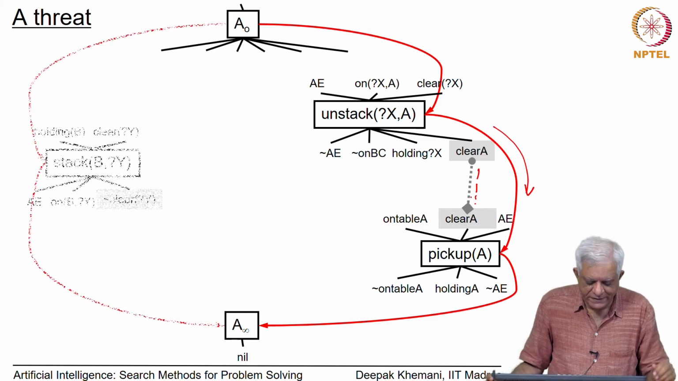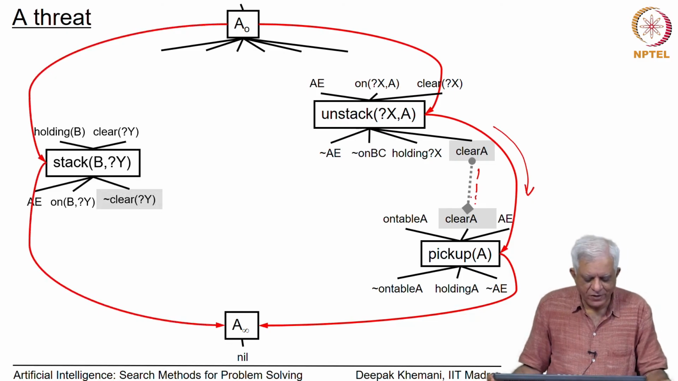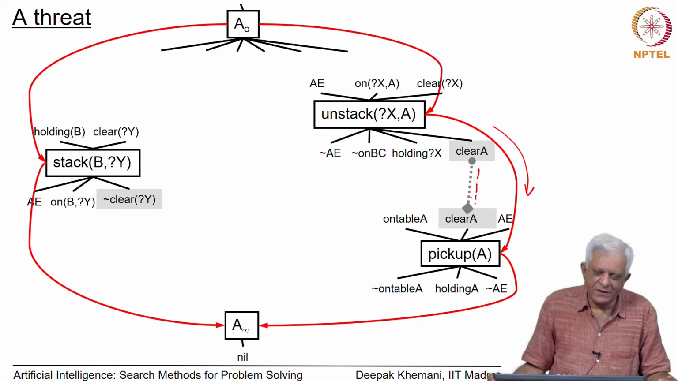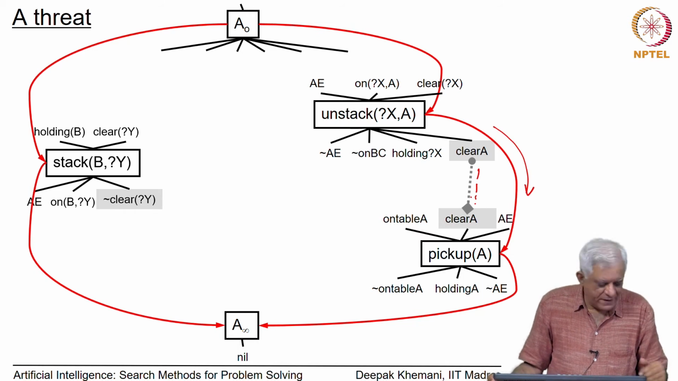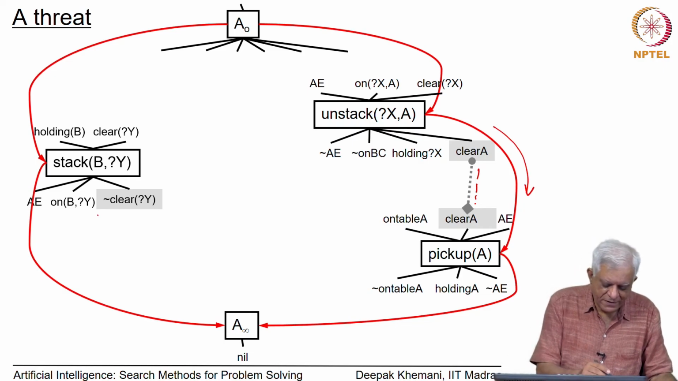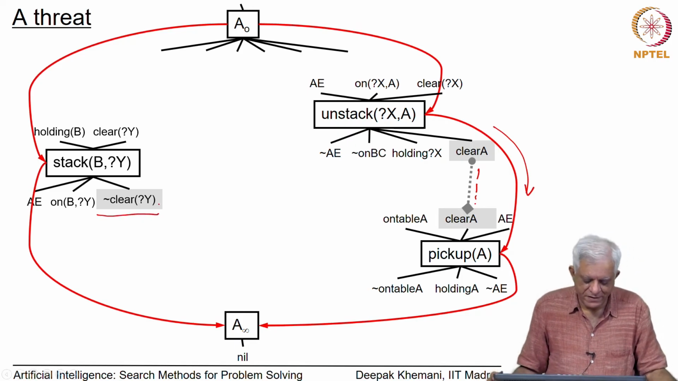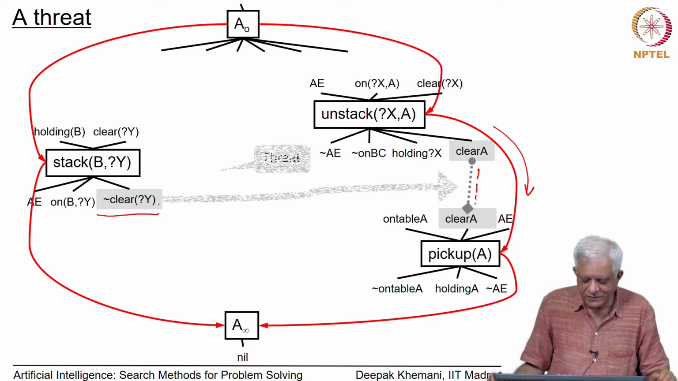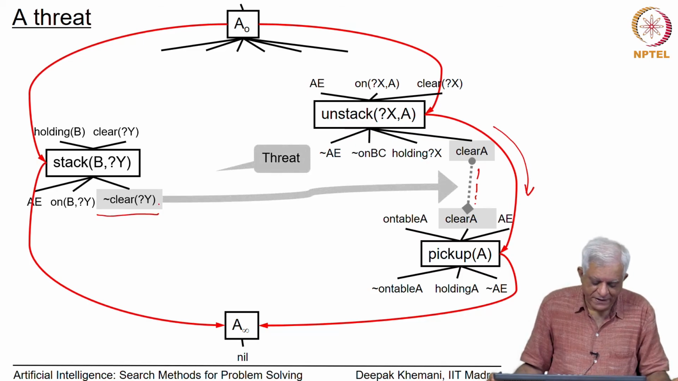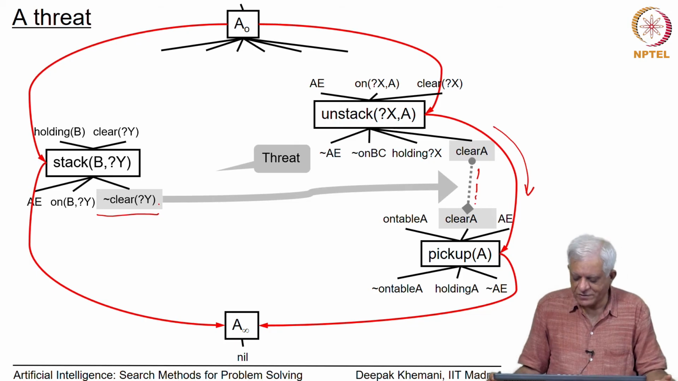Now, if there is another action we introduce at some point, and let us say this action says stack B onto a variable y, and that means stack onto something. Now, it so turns out that when you stack B onto something, that something will now become not clear essentially. Can that something be A? That is the question that we would want to ask. If yes, then that action stack B y is a threat to the causal link that we just spoke about. We also say that stack B y clobbers the causal link or potentially breaks the causal link essentially.